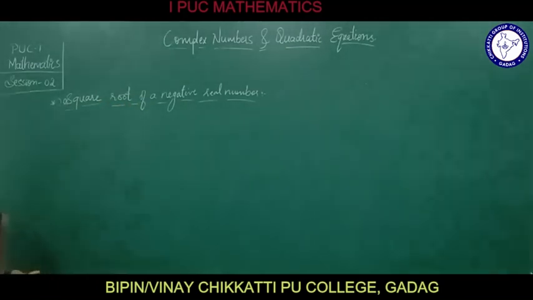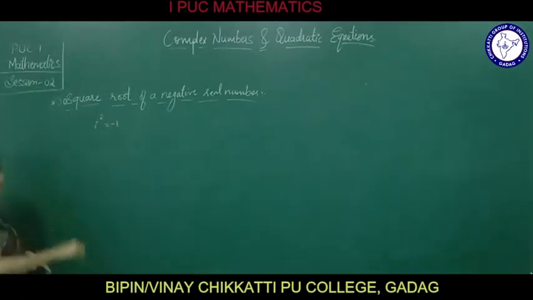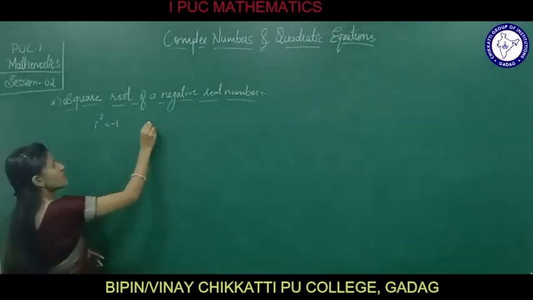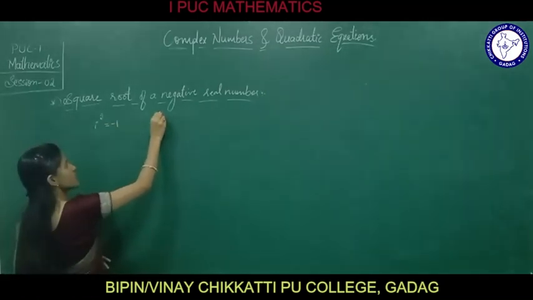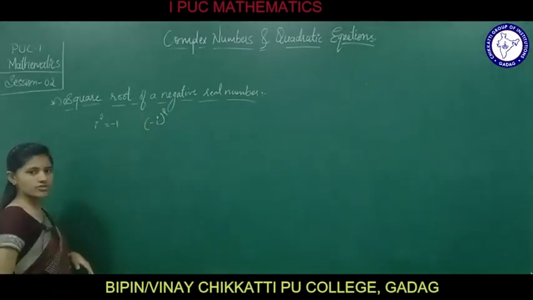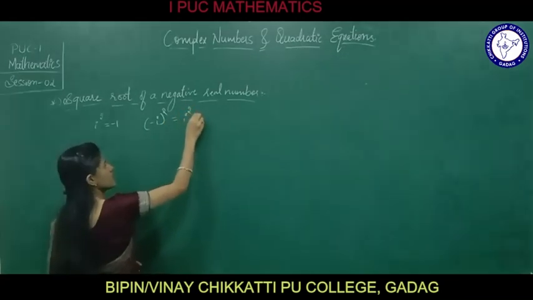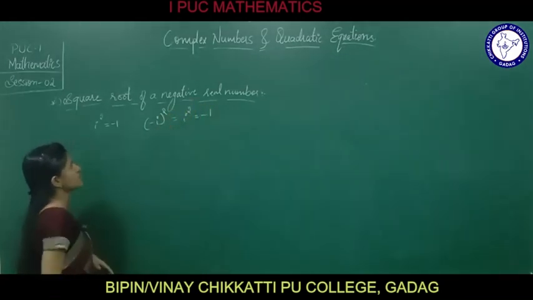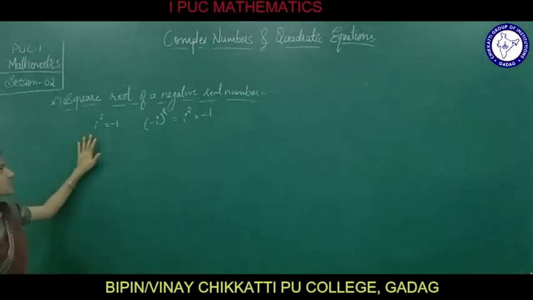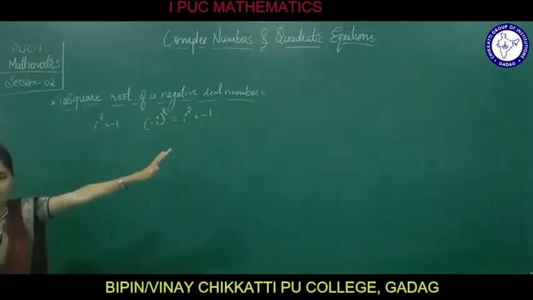Just now we have studied that the value of I square is minus 1. Right? What about the value of minus I whole square? It will again be equal to I square, which is equal to minus 1. Whether it is I square or minus I whole square, its value is minus 1.